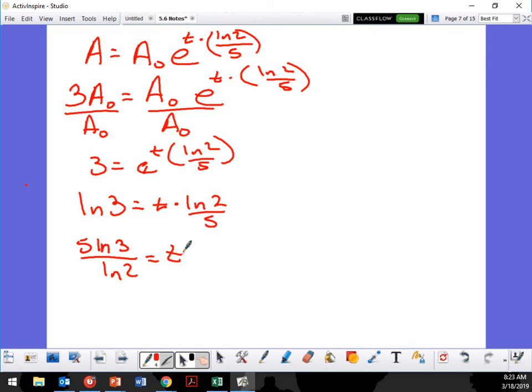I could plug it in there, right? Or I could do a little bit more. We just need the time. Now I got the time. Let's figure out what that time is. 5 ln 3 over ln 2.